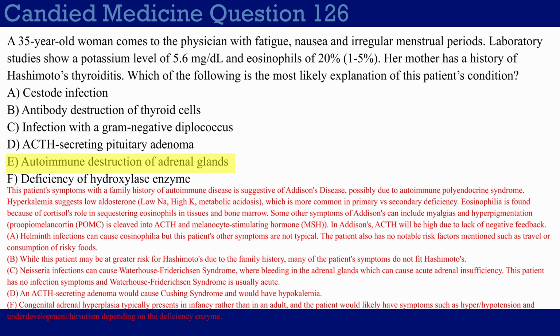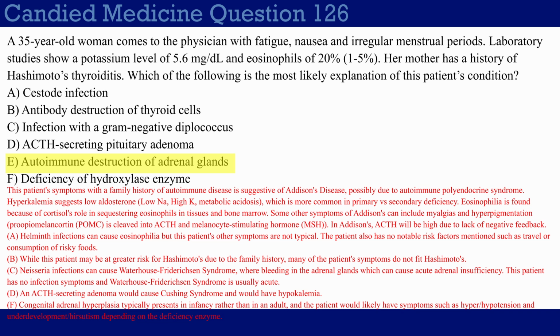Any one of these can cause eosinophilia, of course, but this patient's other symptoms just are not typical of a helminth infection, right? I mean, I didn't give you ova, I didn't give you something that sounds like some kind of nutrient deficiency, and she also has no risk factors, right? She has no travel history. She didn't consume raw pork or fish or something like that. Just nothing here fits helminth infection other than the eosinophilia.